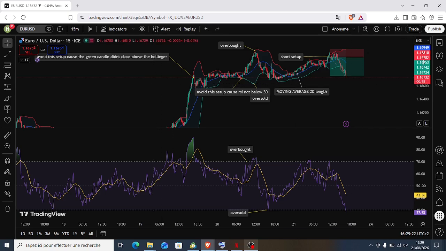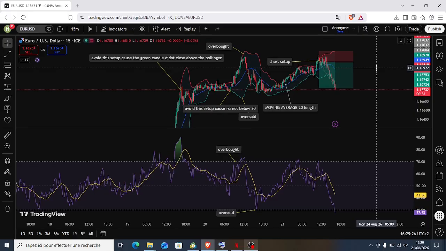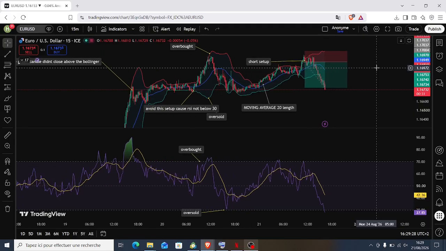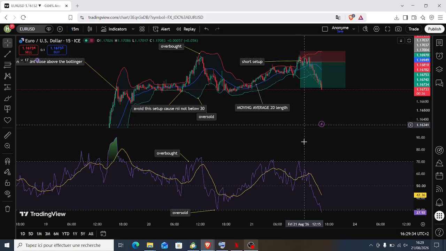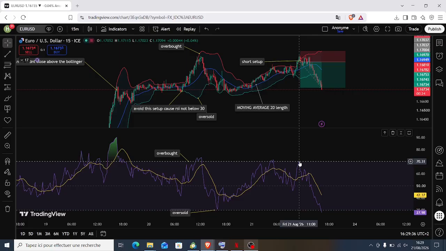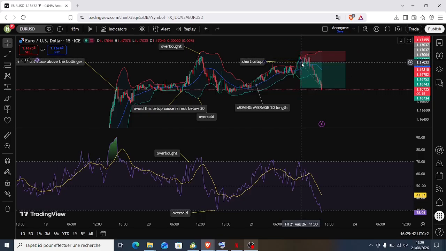Here is the exact short setup. Follow these 4 steps precisely. Step 1. A green candle must fully close above the upper Bollinger Band. This shows a strong push. Step 2. Your RSI indicator must be above 70, which is deep in overbought territory. Step 3. The very next candle must be red, bearish, and it must close back inside the bands. This is the rejection.